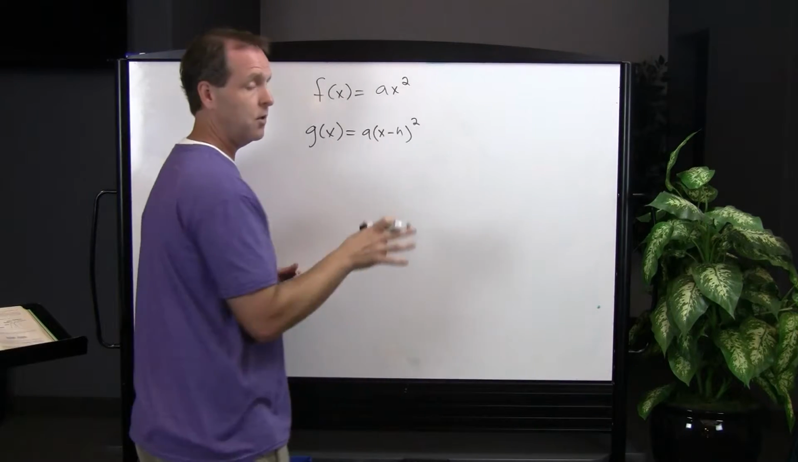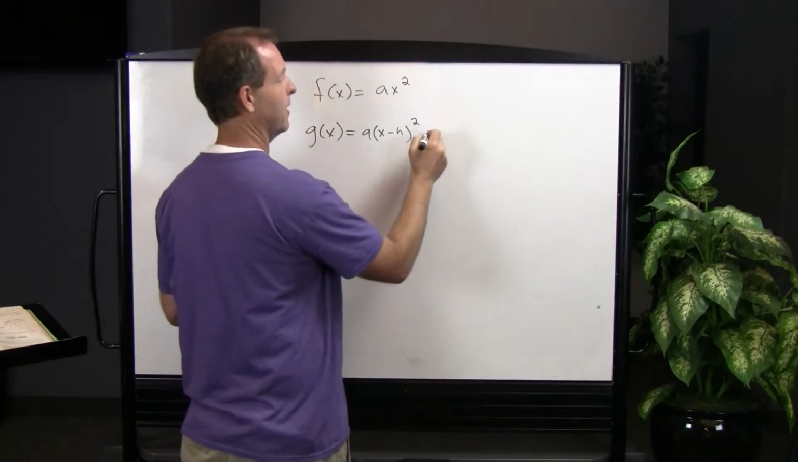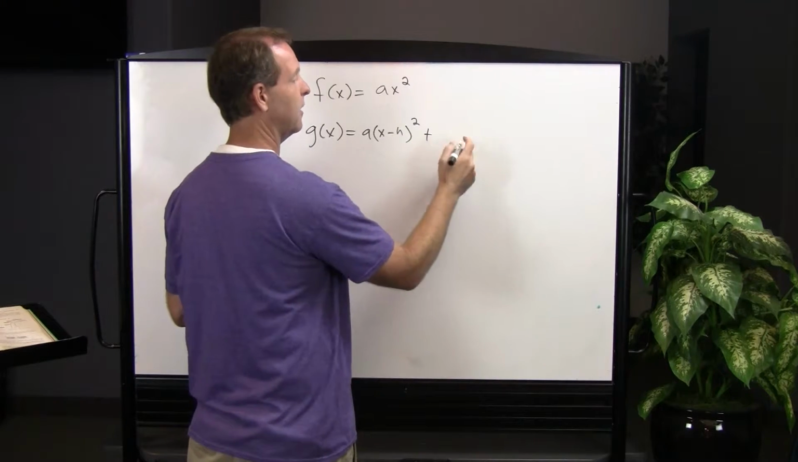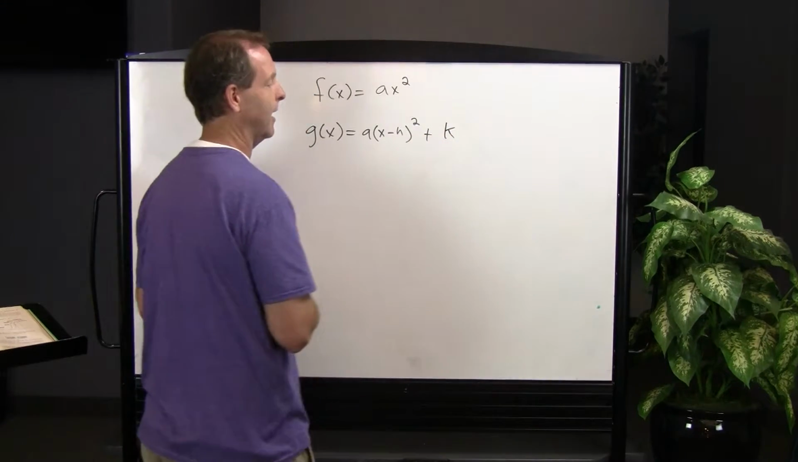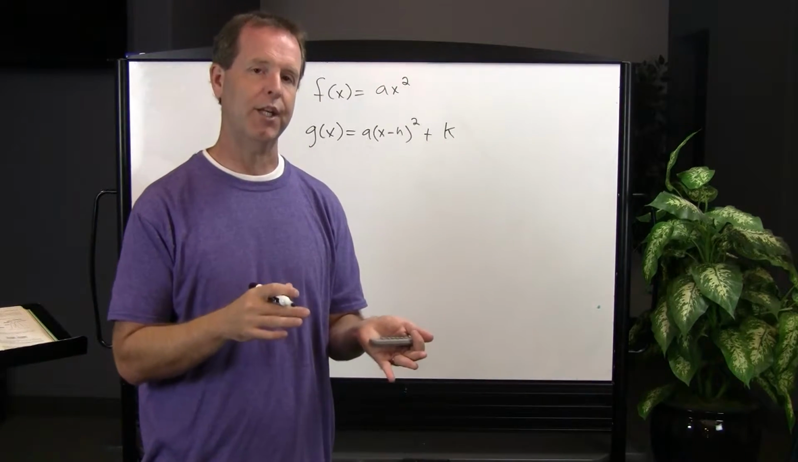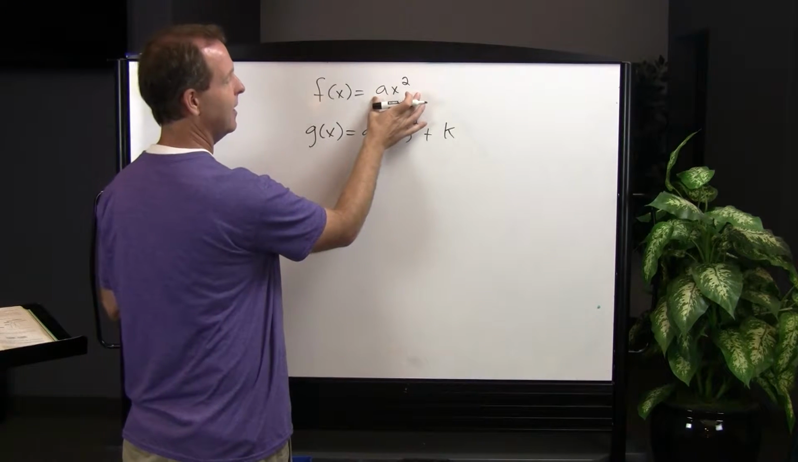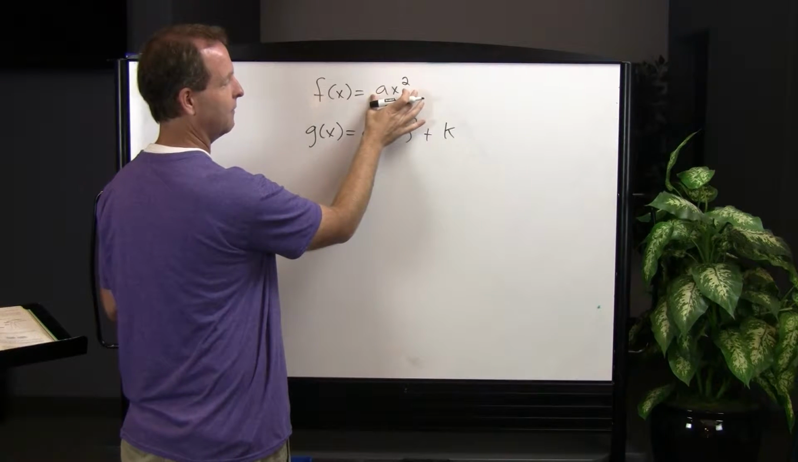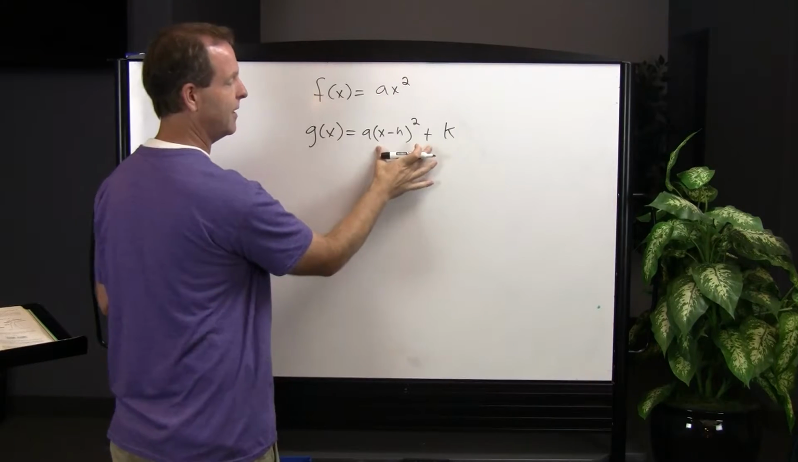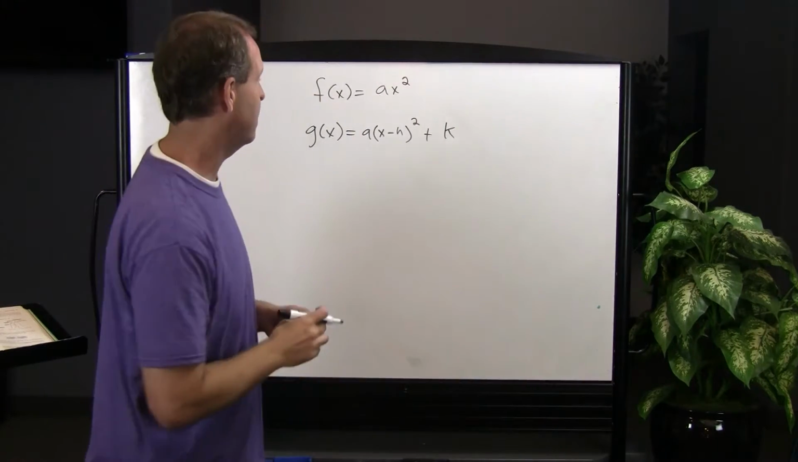And then I can also shift the graph up or down by adding a vertical component at the end, some constant over here, which we'll designate as k. So by understanding some of the aspects of transformation that we've already practiced and learned, we can see the original graph can be transformed into a quadratic function that can lie anywhere on the coordinate plane.